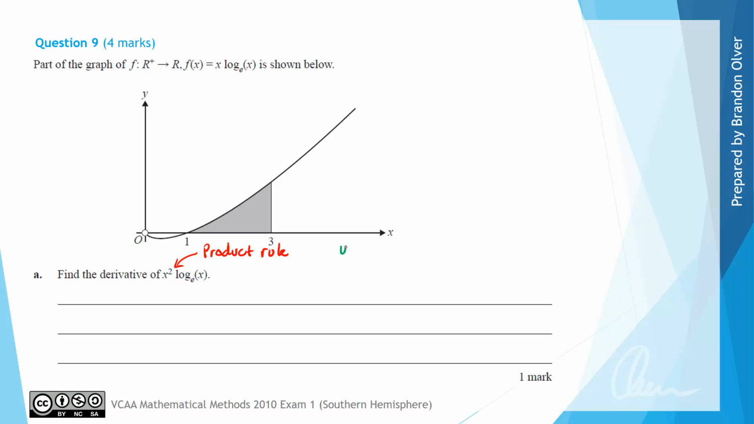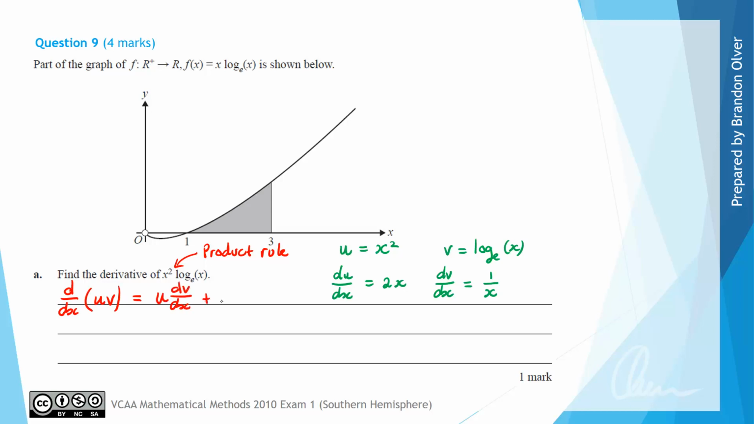To apply the product rule, we're going to use u is the first function, x squared, and v is the second function that's multiplied, so that is log e of x. Then we calculate the derivative du dx, which is going to equal 2x, and dv dx, the derivative of log e of x, which is 1 on x, and we can use the formula sheet to help us find those derivatives. On the formula sheet we're told that the derivative of two functions u and v multiplied together is equal to u times dv dx plus v times du dx.